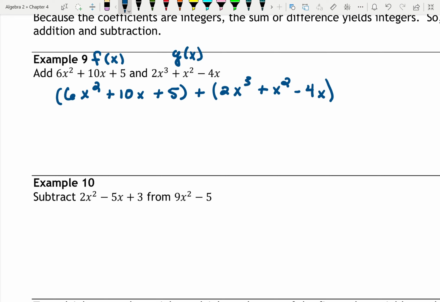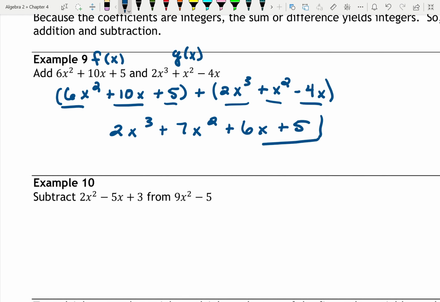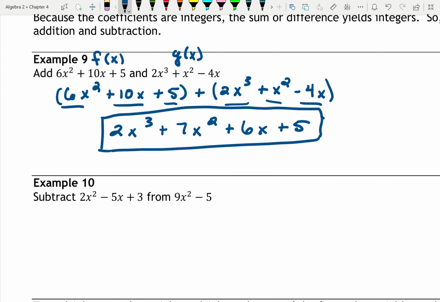Really, it's just combining like terms. So I'm going to drop the parentheses and combine like terms. I have one cubic term, so that's going to be 2x cubed. Then I look for my quadratic terms. I have 6 and then 1, so that's going to be 7x squared. Then my linear terms, 10 and negative 4, that's going to be 6x. And then I have a plus 5 on the end. So there's our new polynomial, right? We made a new polynomial that was based off of two smaller, or maybe more simple, polynomials.